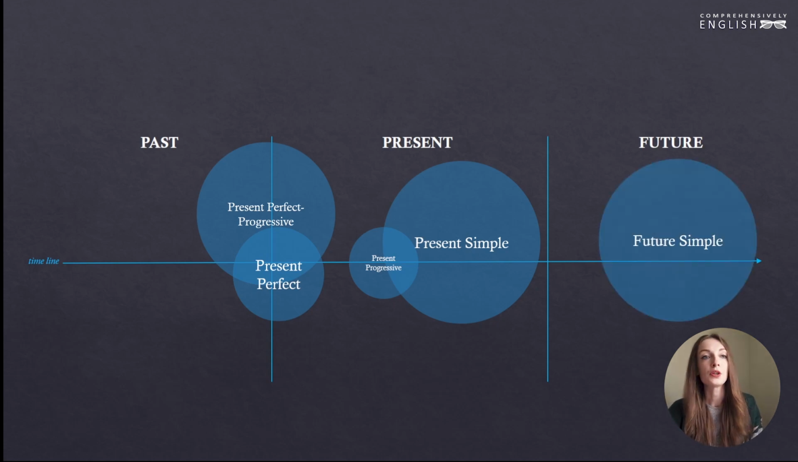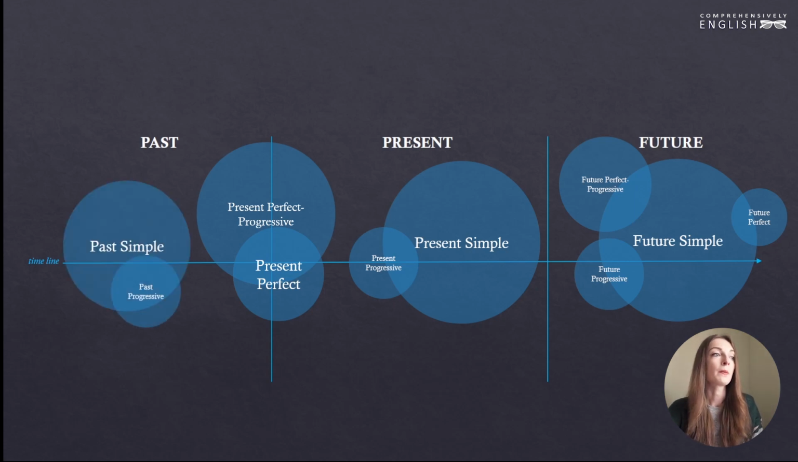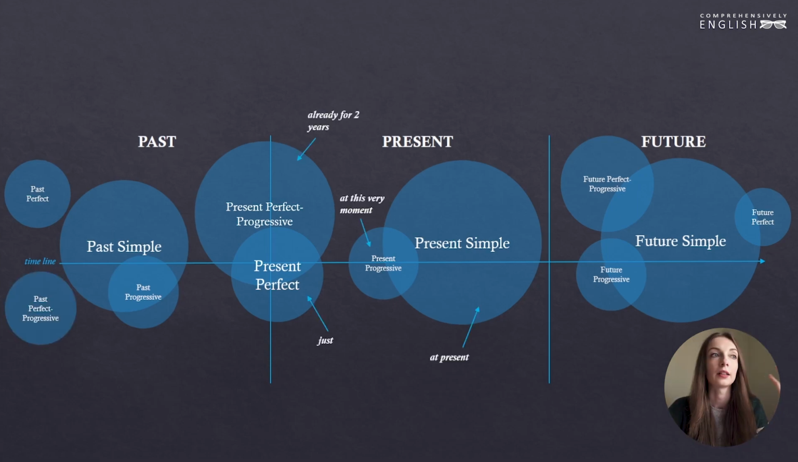Then we have future simple, future progressive, future perfect progressive, and future perfect in the future room. And we have past simple, past progressive, past perfect, and past perfect progressive in the past room. Let's look at some markers that we can use with each of these tenses.